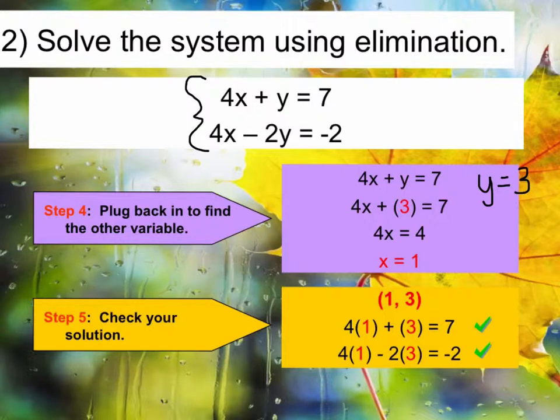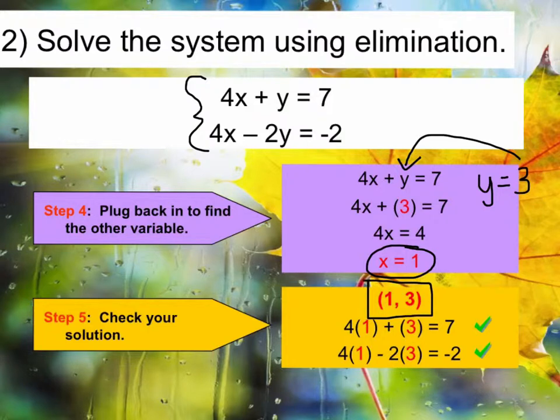So here we do that. We're going to put 3 in for y here. Then I will subtract 3 from both sides, so I get 4x equals 1. Divide both sides by 4, and x will equal 1. My solution is (1, 3), x being 1, y being 3.